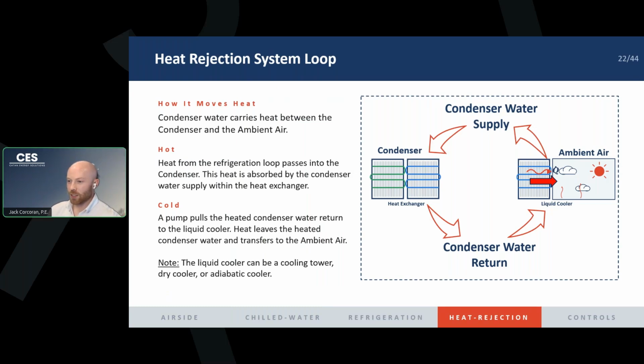In this situation, the liquid cooler, as you can see on the right side, is located outside, outdoors, because we are rejecting that directly into the ambient air. And our heat exchanger on the left side, the condenser, is located indoors with the refrigerant cycle.